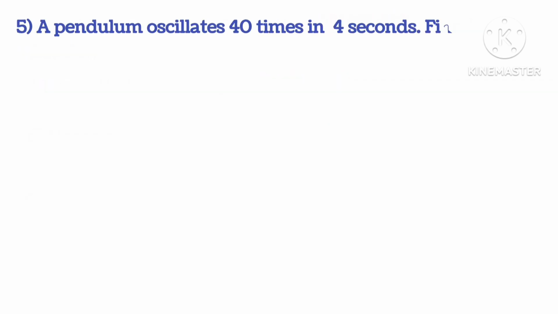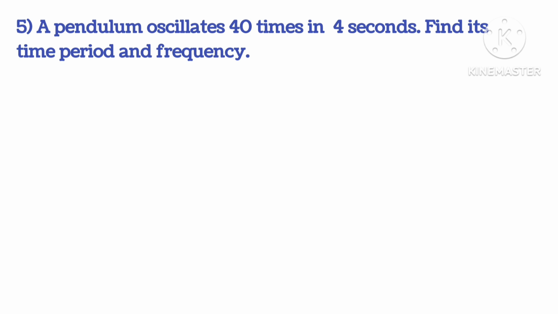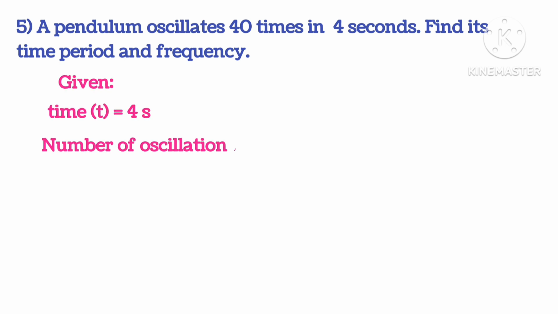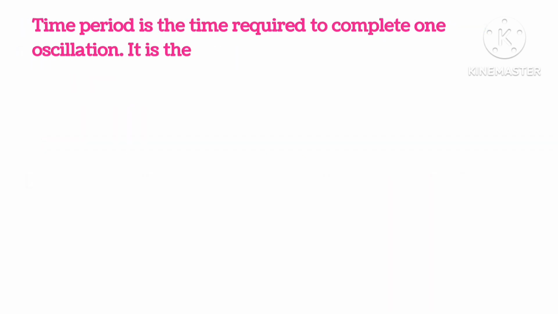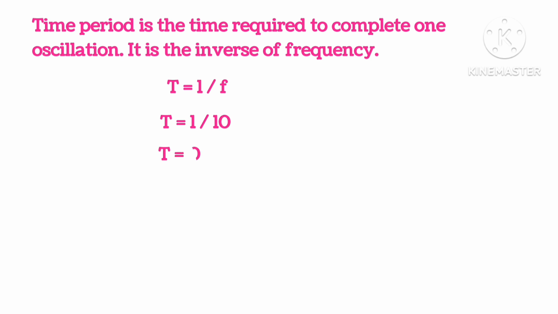Fifth, a pendulum oscillates 40 times in 4 seconds. Find its time period and frequency. Here the given time is 4 seconds and number of oscillations is 40. We know that frequency is the number of oscillations per unit time. That means F is equals to N by T. Now putting the values, 40 by 4 is equals to 10 Hz. Similarly, time period is the time required to complete one oscillation. It is the inverse of frequency. That means T is equals to 1 by F. Putting the values, 1 by 10 is equals to 0.1 seconds.